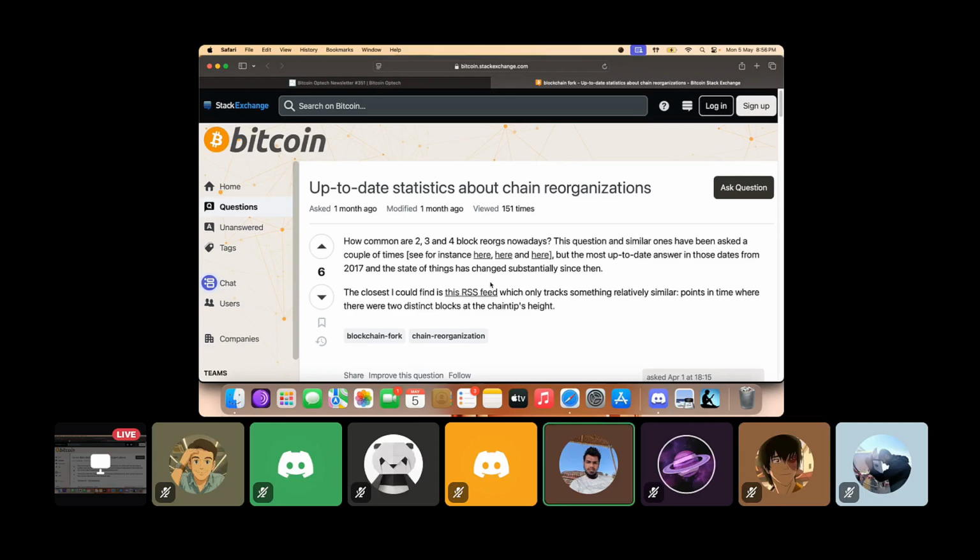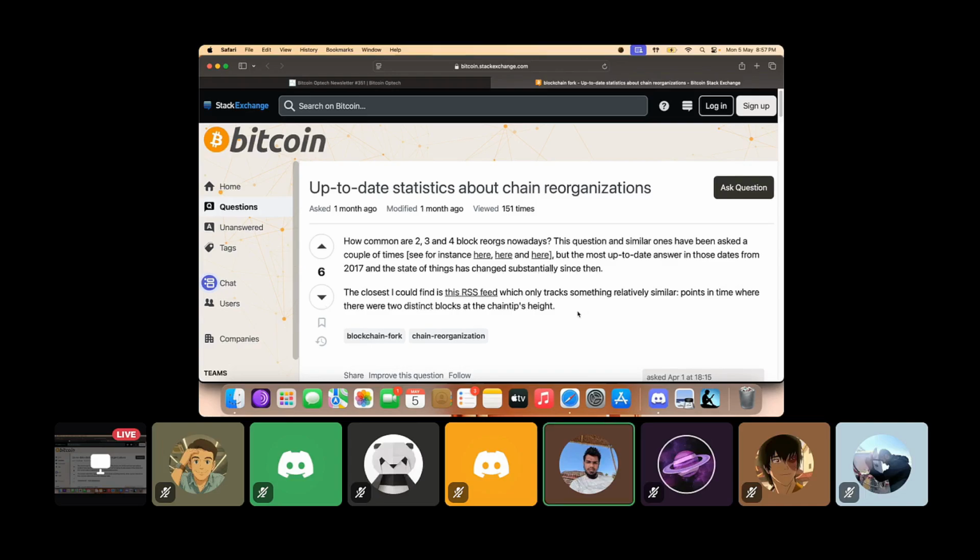Now, obviously, this statistic varies with mining centralization. The more centralized mining is, the higher the chance of a block reorg happening, right? But I think the question asks about how common two, three, or four block reorgs are nowadays. This question and similar ones have been asked a couple of times, see, for instance, here and here and here. But the most up-to-date answers in those date from 2017, and the state of things has changed substantially since then.